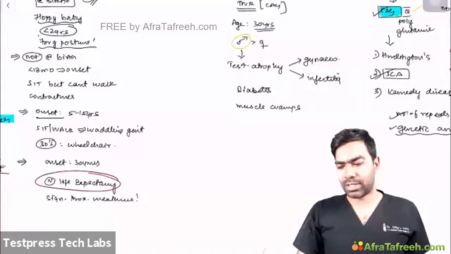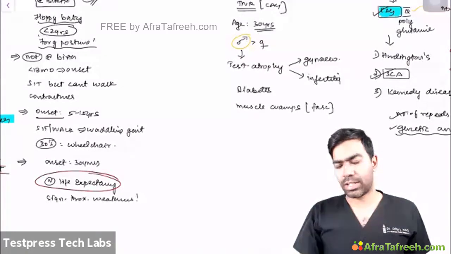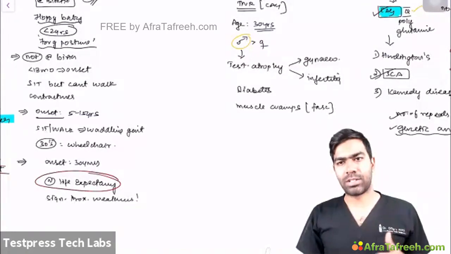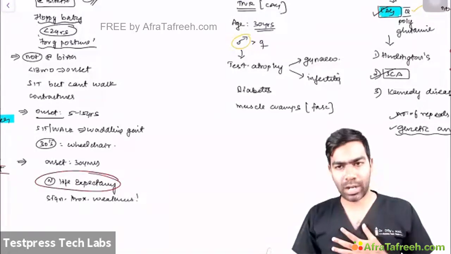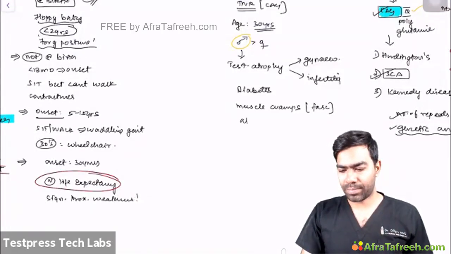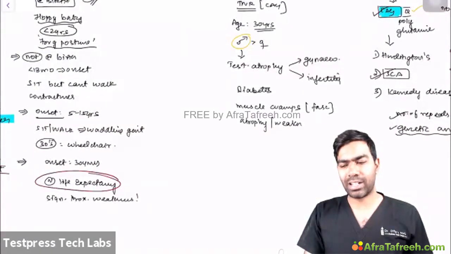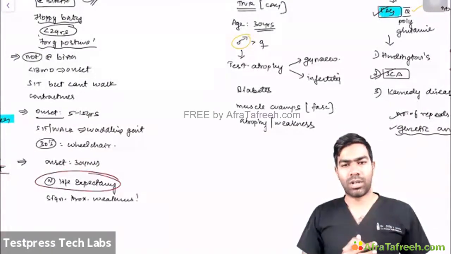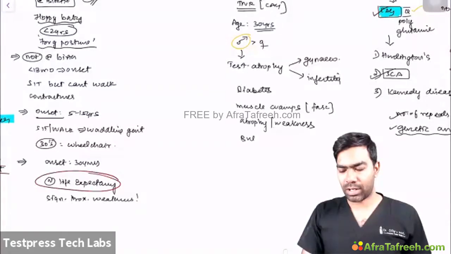Most of the time these muscle cramps are nothing but fasciculations, as I told you, because this is an anterior horn cell damage. We have studied this is a pure motor disease. And at the same time, they'll be having atrophy, weakness of course, and they'll be having bulbar involvement. Bulbar involvement means most often, prominently, they'll be having dysphagia.